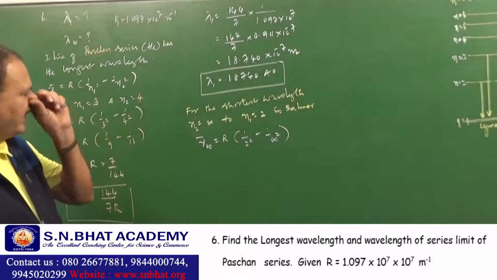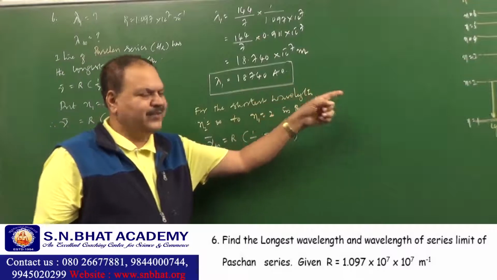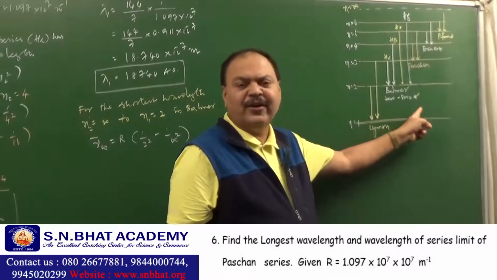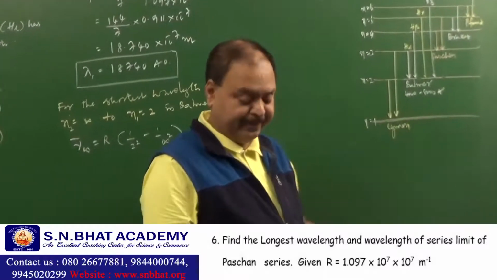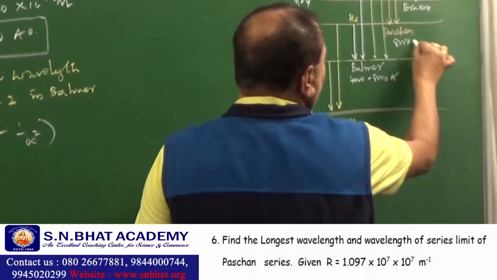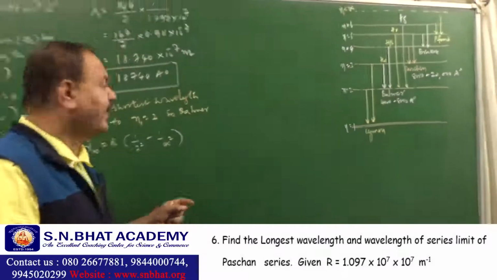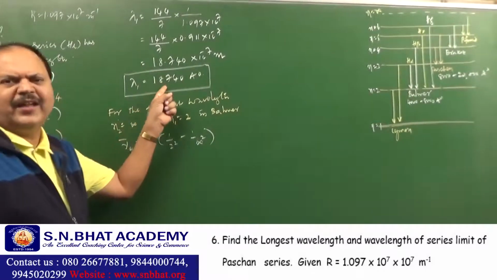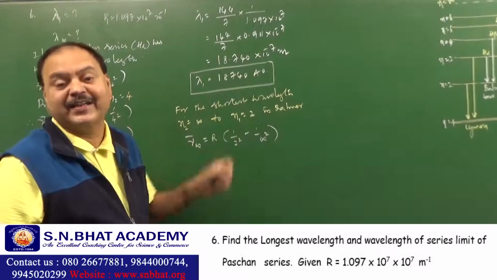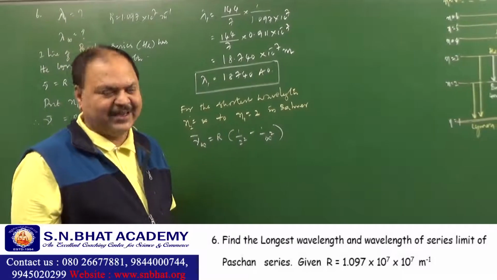See, look, this comes in the infrared region. Visible is from 4,000 to 8,000, the visible region. Infrared region is from 8,000 to 20,000 angstroms. You know that it is in that region, therefore you should write that it is in the infrared region of the electromagnetic spectrum. Okay, it's the longest wavelength.